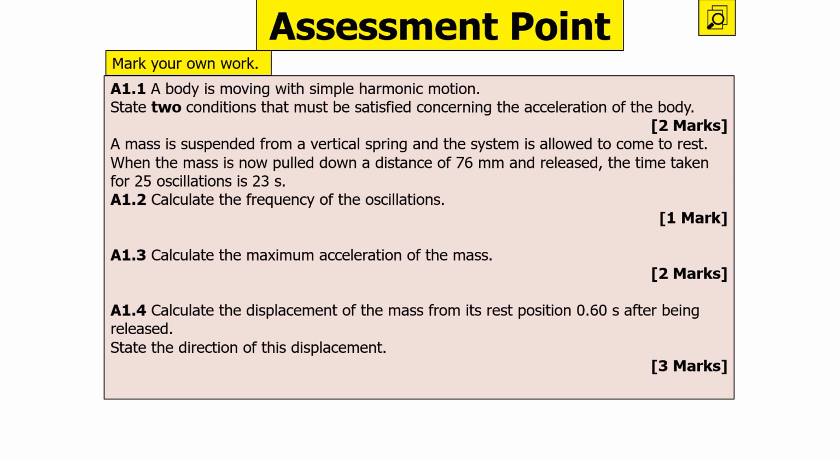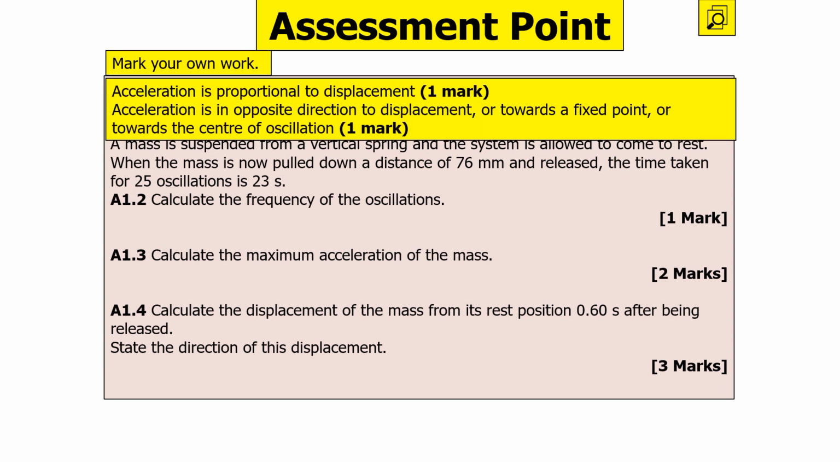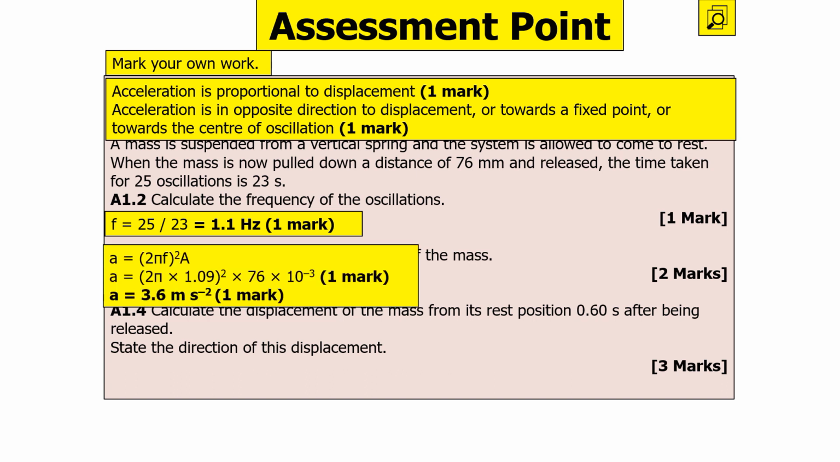Right, we've talked about this before. 2 conditions. Acceleration proportional to displacement. Acceleration is in the opposite direction to the displacement, or towards the equilibrium position. Frequency is how many oscillations per second, so it's 25 over 23, 1.1 hertz. Acceleration is equal to omega squared a, or (2 pi f) squared times a. Pop in all the values. Remember, 76 millimeters turns into meters, so it's 3.6 meters per second squared.